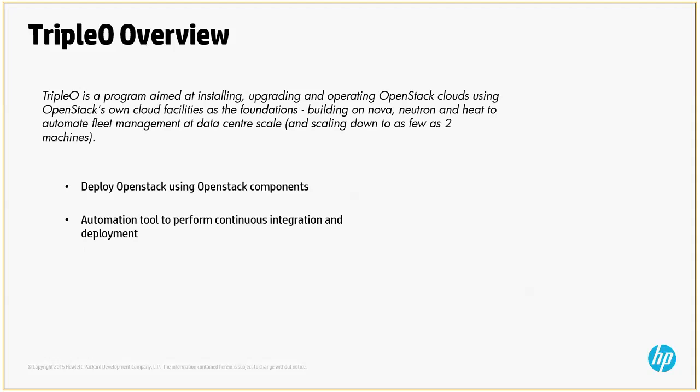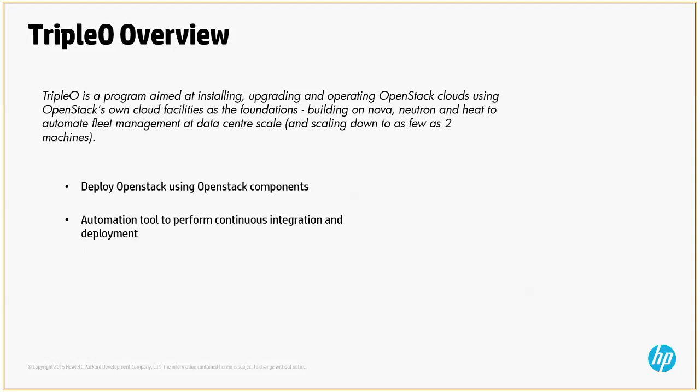So TripleO is a concept. TripleO is literally OOO, OpenStack on OpenStack, something like deploying an OpenStack using OpenStack. So we'll be using TripleO to deploy OpenStack components. You will deploy OpenStack using the components of OpenStack. TripleO is also used as an automation tool for continuous integration as well as deployment. Before just jumping into TripleO, I just want to give an overview of what exactly OpenStack is.